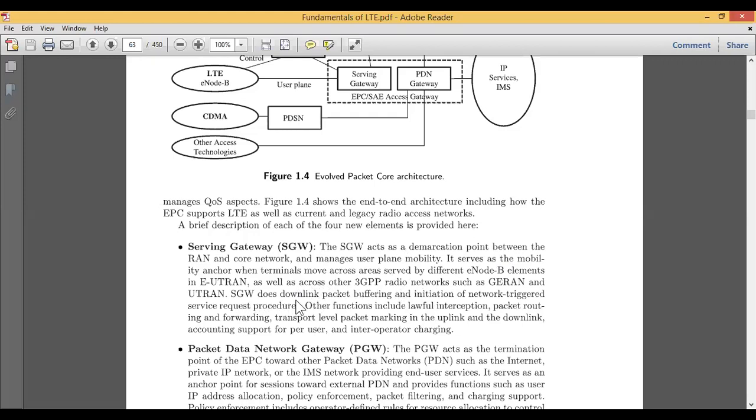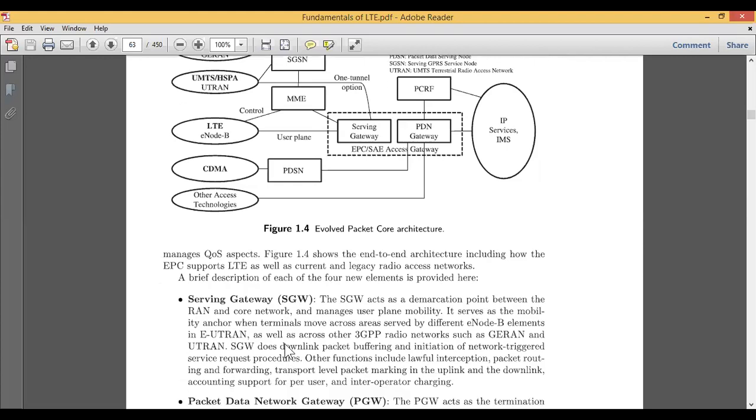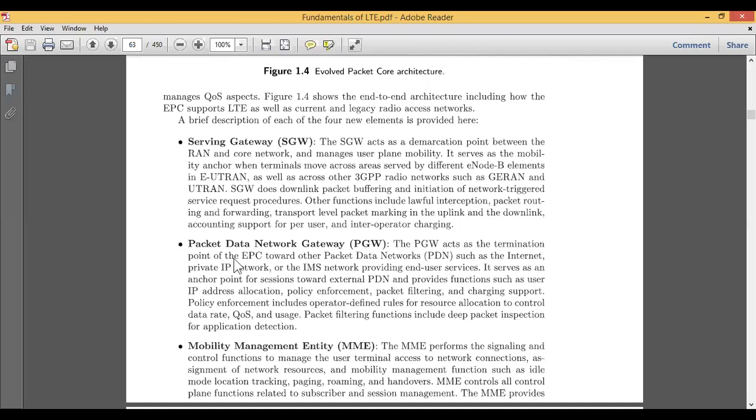And this SGW does downlink packet buffering, because when you go for downloading, we need to have packet buffering. Then there is initiation of network-triggered service request procedures. Those are the functions here: lawful interception, packet routing and forwarding, and transport level packet marking in the uplink and downlink. Then we have the PGW, the packet data network gateway. This particular one acts as a termination point of the EPC towards other packet networks. It means again it is just a connection between these two networks, the core network as well as the packet data network.